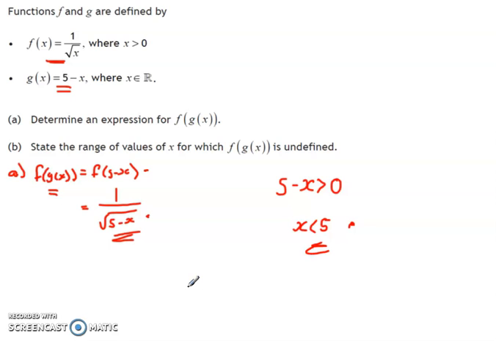Okay, so we just have to remember all of these different types of conditions that exist for functions. Remember what happens with square roots: we can't do the square root of a negative number. Remember, for 1 over something, we can't divide by 0. All these come into play and we have to bear every single one of them in mind when we're working with functions.